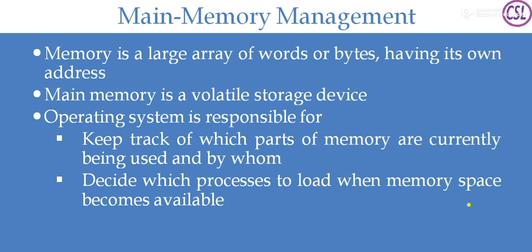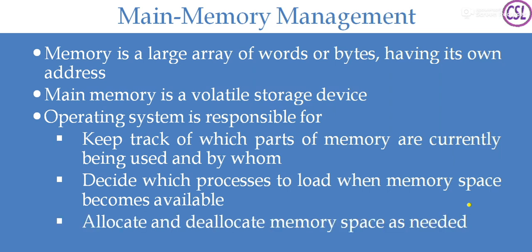So before the operating system, there are so many processes. For a process, it knows how much memory is needed. It also knows how much memory is available and where it is available, so that it can load the particular process to the particular memory area. And it allocates and deallocates memory space as needed.